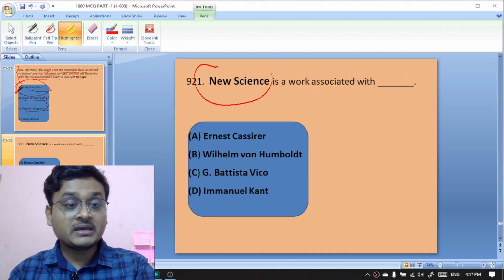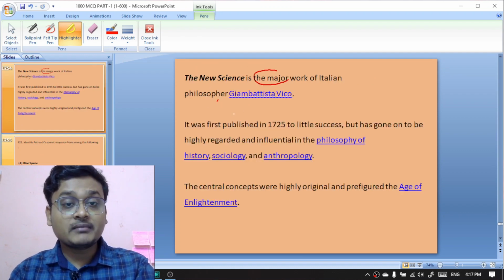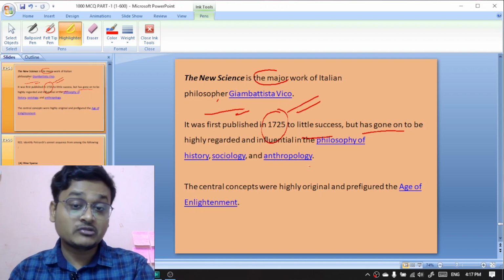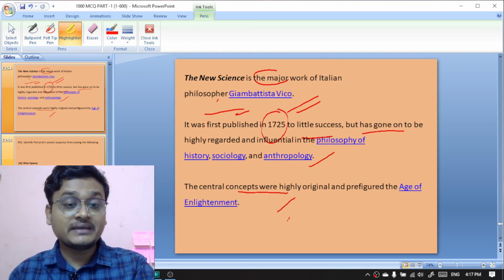New Science is a work by Giambattista Vico, that is Giambattista Vico. New Science is a major work by Italian philosopher Giambattista Vico, published in 1725 to little success, but it has gone on to be highly regarded and influential in the philosophy of history, sociology, and anthropology. The central concepts were highly original and prolific in the age of Enlightenment.